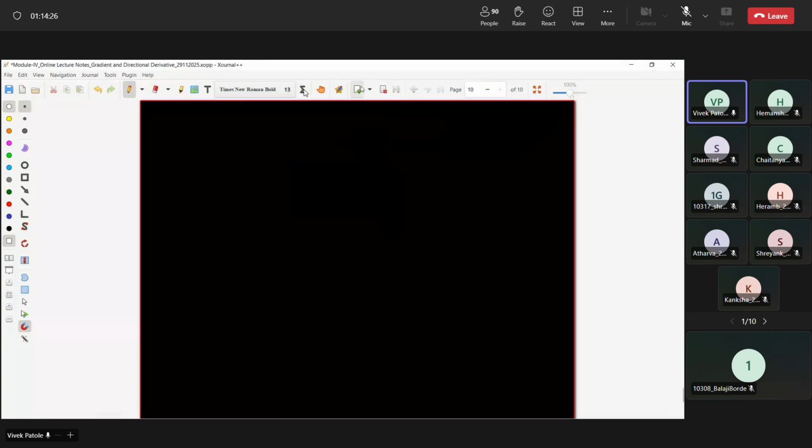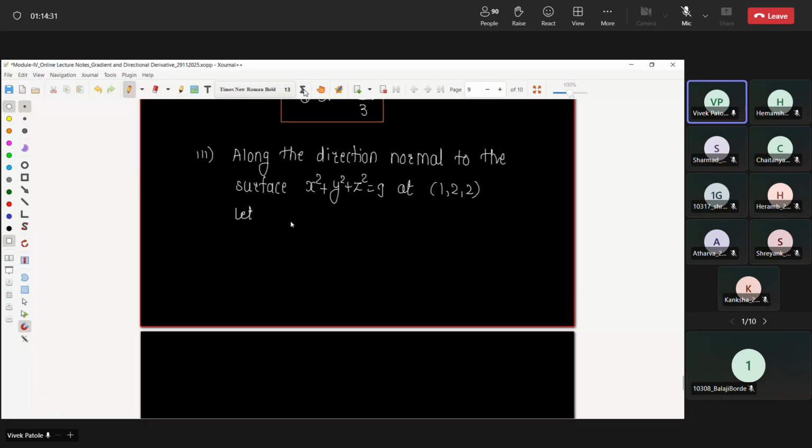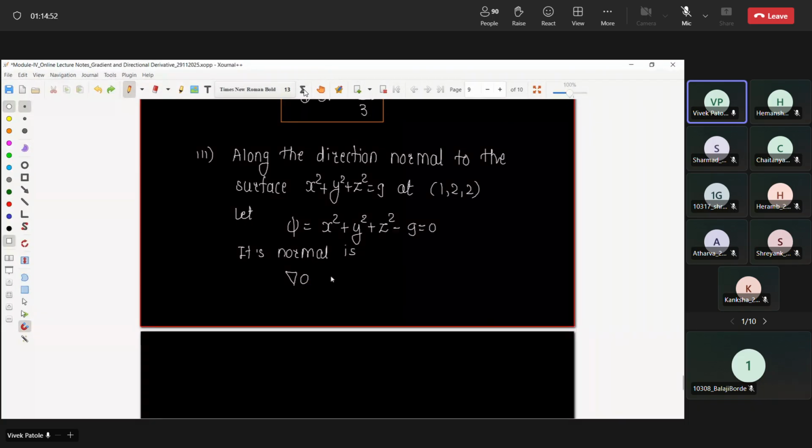So first of all, I will call this surface psi. So let psi be equal to x square plus y square plus z square minus 9 equal to 0. Its normal is del phi, sorry, del psi. It is psi. Here also you draw that symbol properly, psi. Otherwise, there will be confusion.